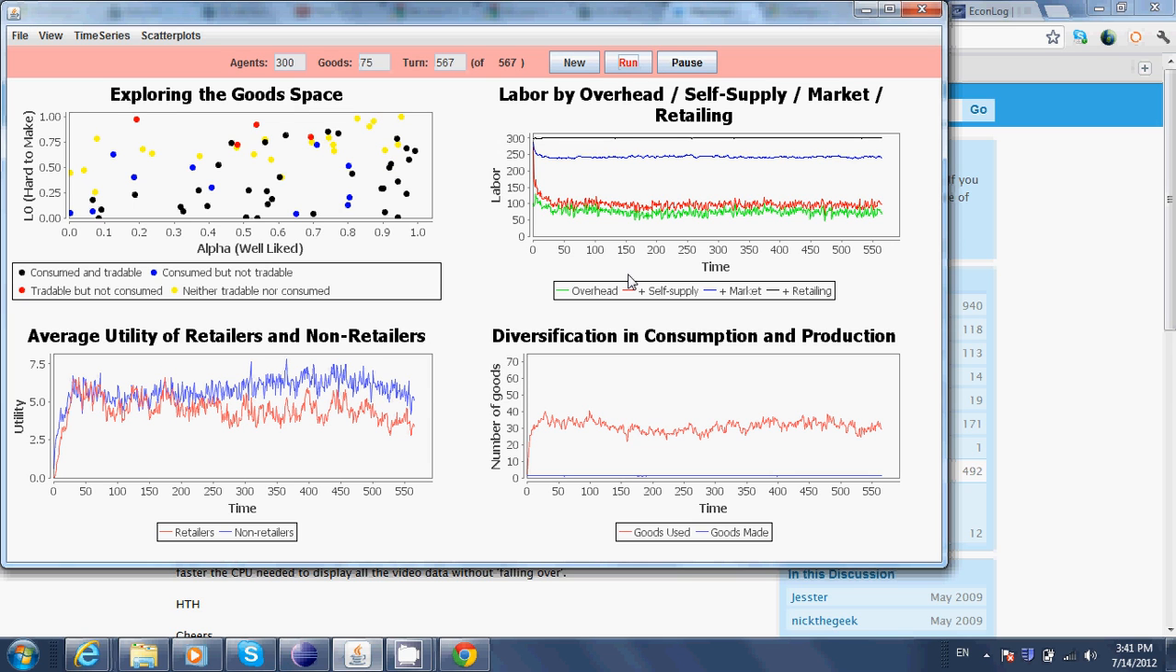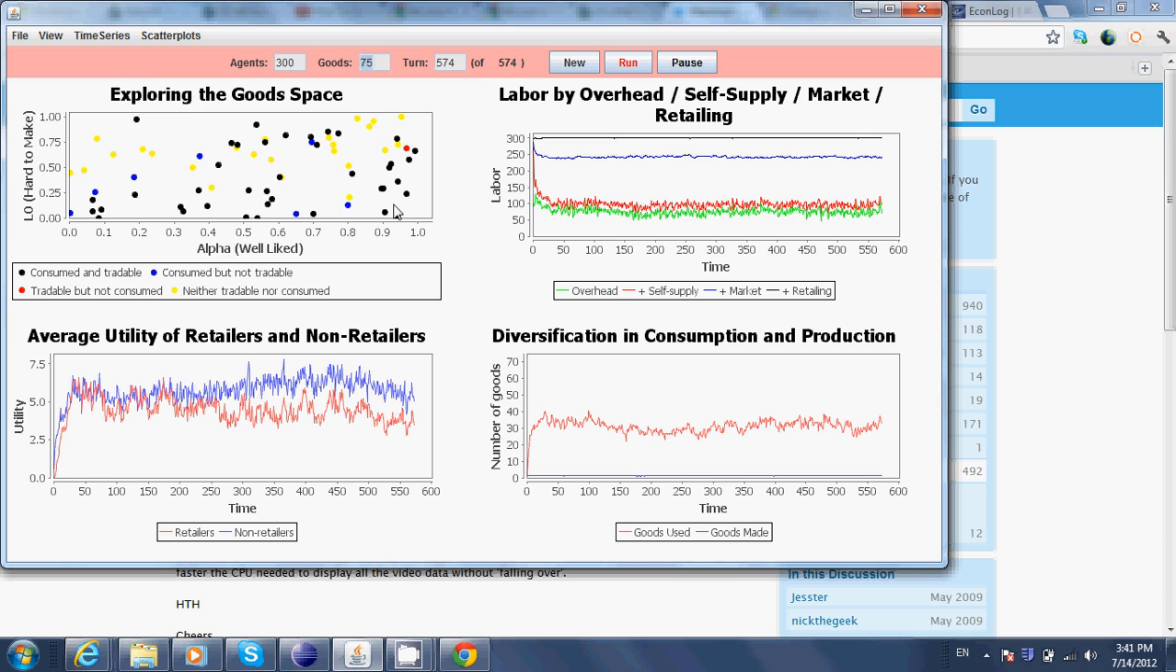This is a particular simulation. I've run many, many different versions of this, but with lots of different specifications. This particular one, there are 300 agents in the economy that lies behind these results. There's 75 different goods that are technologically available, you might say.